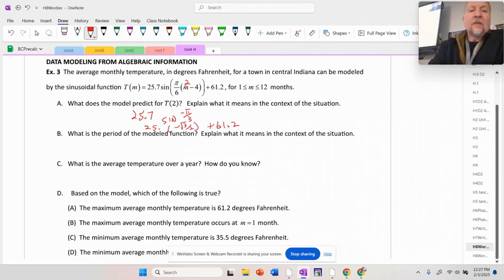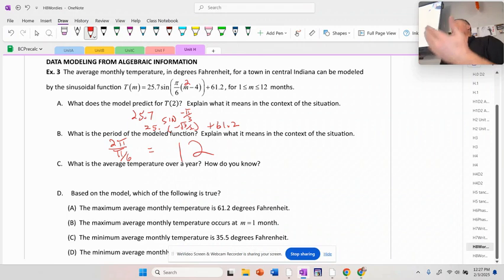This makes sense. And then what's the period of this? The period is 2 pi over b. What's 2 pi over 6 become, everyone? 12. Why do you think that is? There's 12 months. So, therefore, it does work. And then we should be able to answer this question.